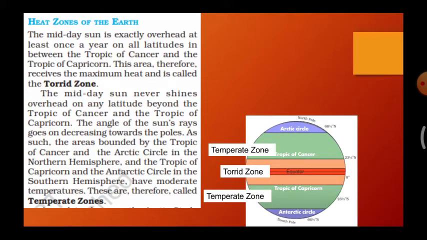So, children, the area in between the Tropic of Cancer and the Arctic Circle has only moderate temperature. It will not be too much heat or too much cold. It is at a medium level. Like that in the southern hemisphere also, between the Tropic of Capricorn and the Antarctic Circle. So this region we call the temperate zone.